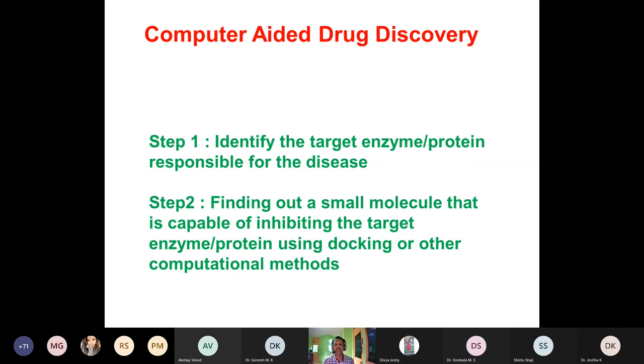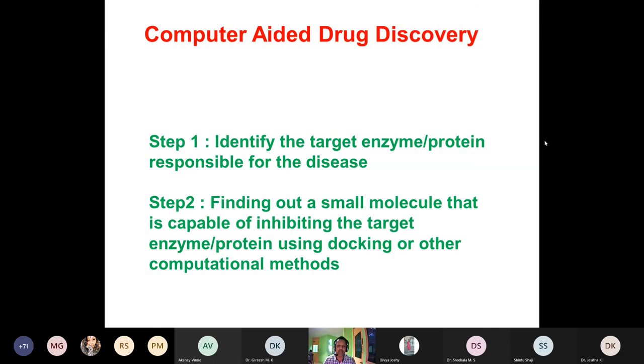And in step two, finding a small molecule or drug or ligand, I should say, in computational drug discovery terms, a ligand or small molecule or drug to block or to inhibit the activity of the target enzyme using molecular docking or other computational chemistry methods. So I simplify the computer-aided drug design process into a two-step process. First is the identification of the target protein that is responsible for the disease. Second is to find a small molecular compound that is capable of inhibiting the target protein using molecular docking or other computational chemistry methods.